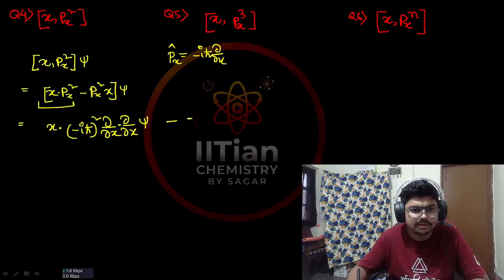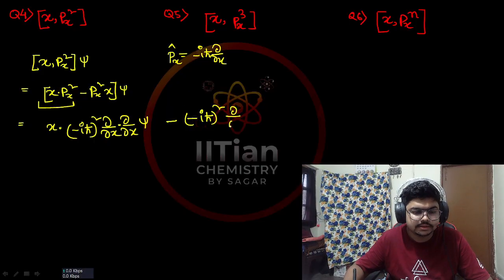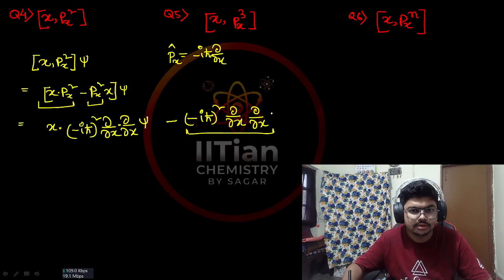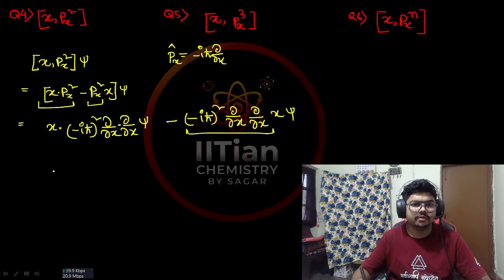Minus px square means minus i h cross square, minus i h cross square, del/del x will be operating on del/del x. This will be px square, this is our px square, into x psi, right?